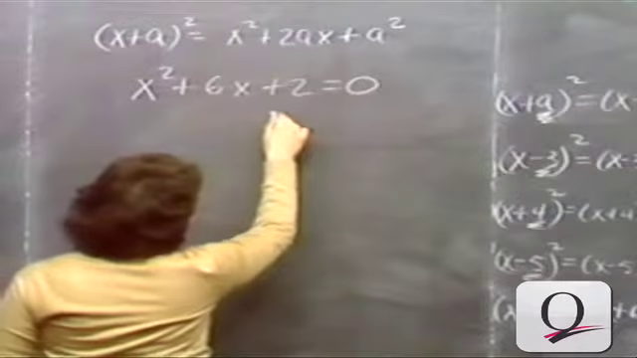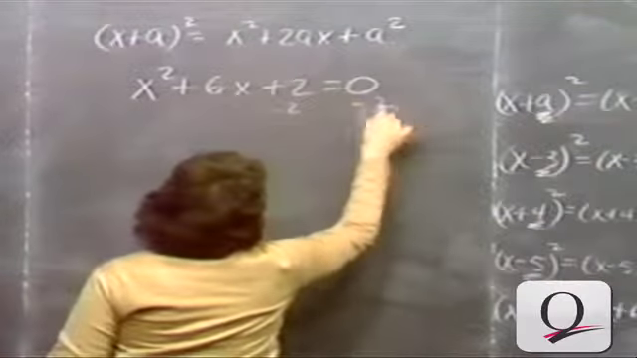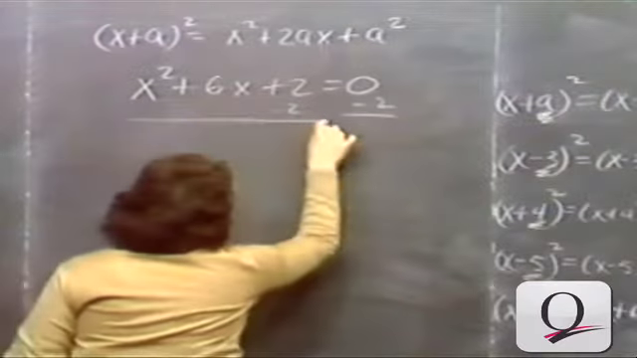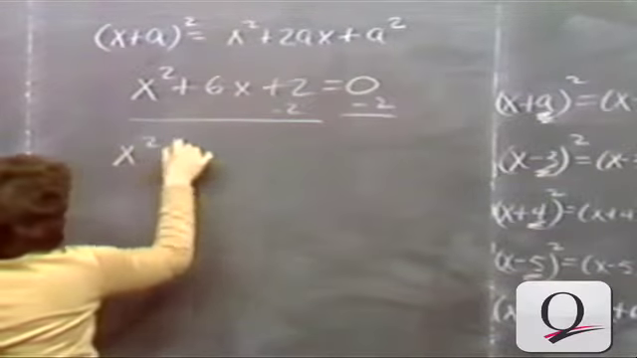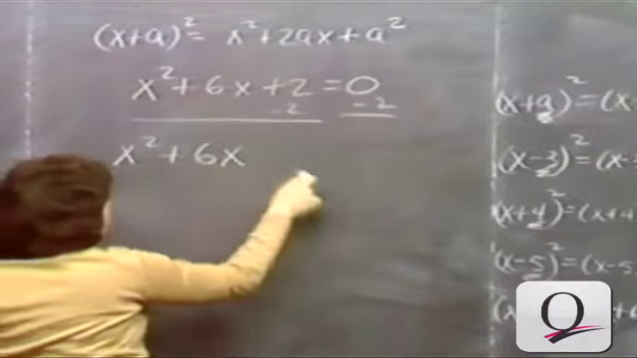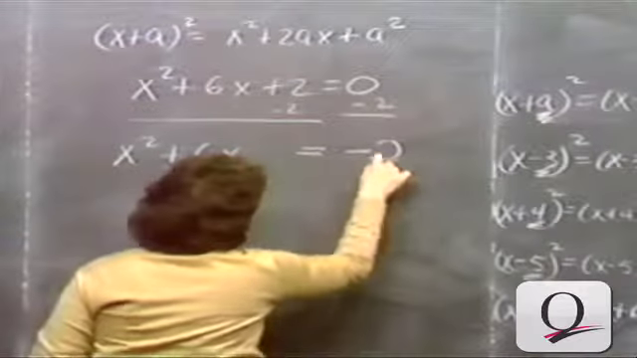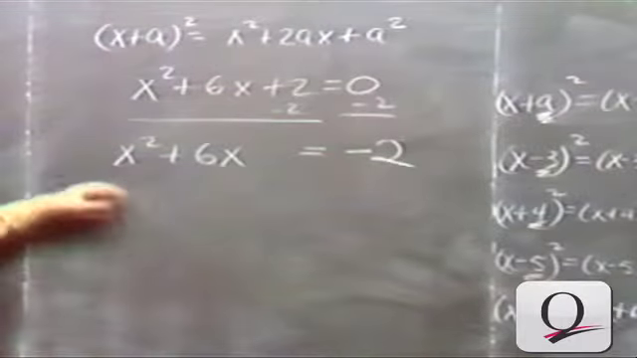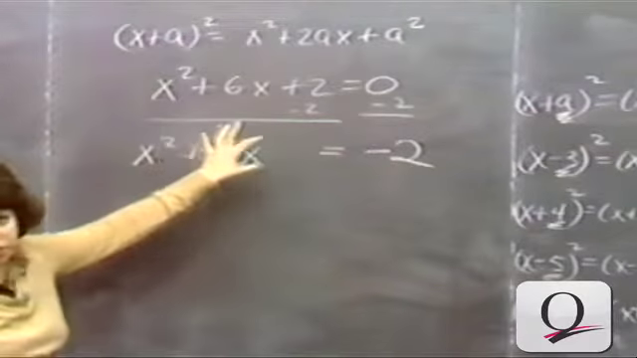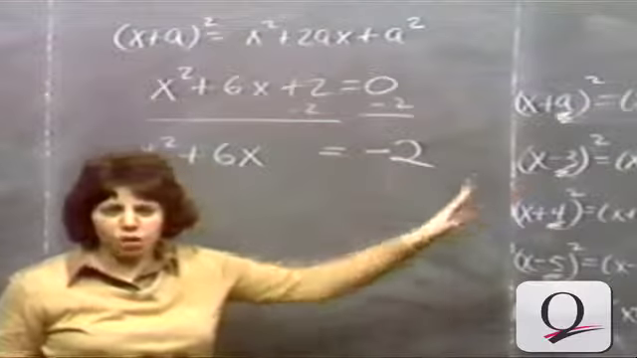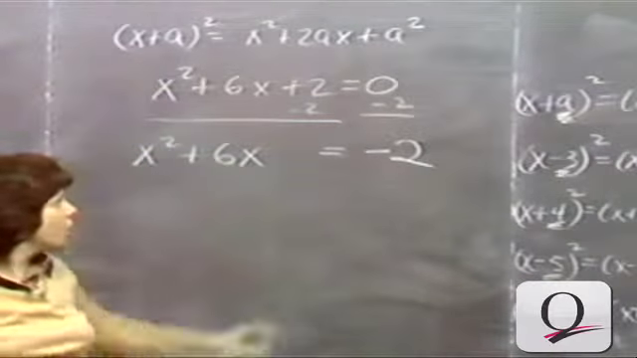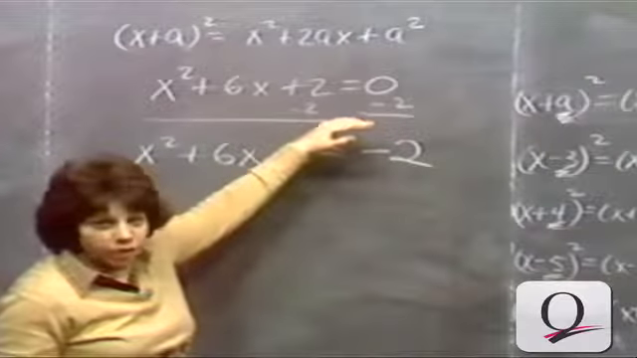Okay, and here's what you do. You start off by subtracting 2 from both sides of the equation, in an effort to have just x squared plus 6x equals minus 2. We want to start with, say, x squared plus something times x. The constant is going to go over to the other side. Okay, we see this is not a perfect square as it stands.